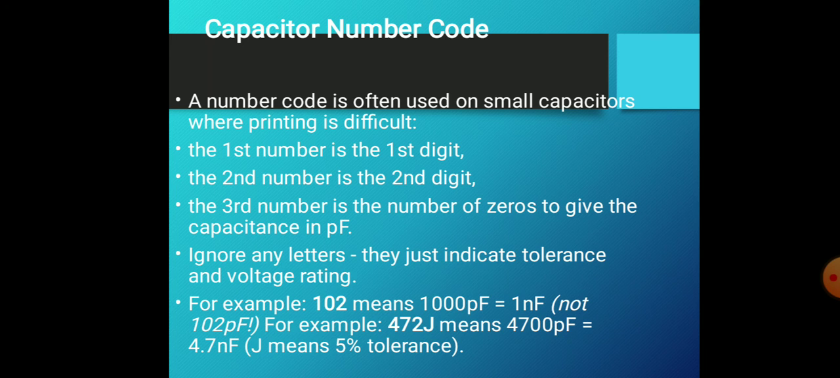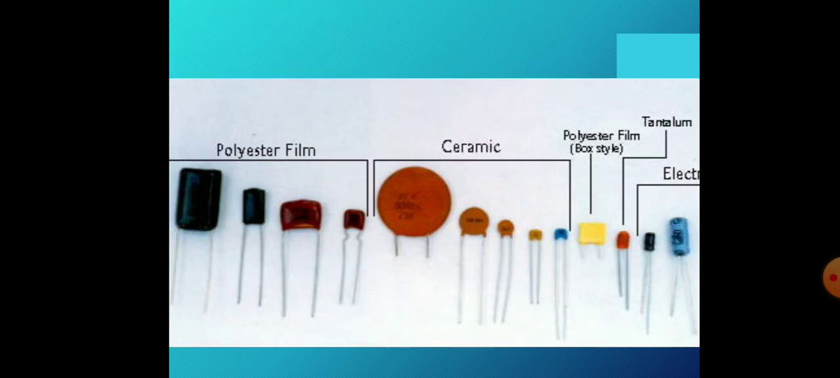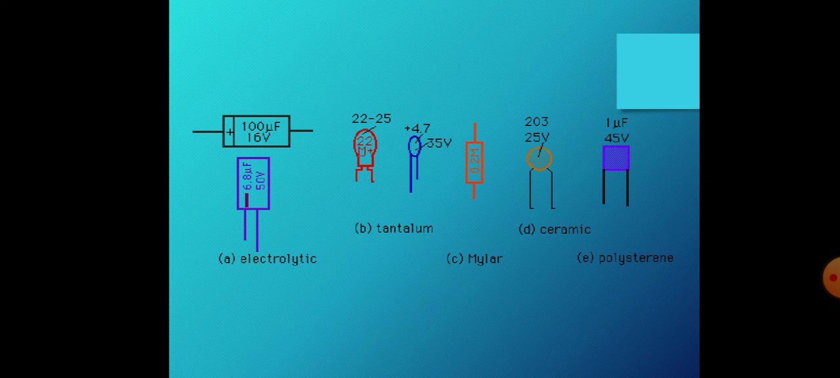So for example, 102 means 10, and then the 2 is the number of zeros, so that's 1000 picofarad, or 1 nanofarad, because 1000 picofarad is equivalent to 1 nanofarad. For example, 472J means 4700 picofarad, and the tolerance is 5%. Okay? So these are different types of capacitors: polyester film, ceramic, tantalum, like that.